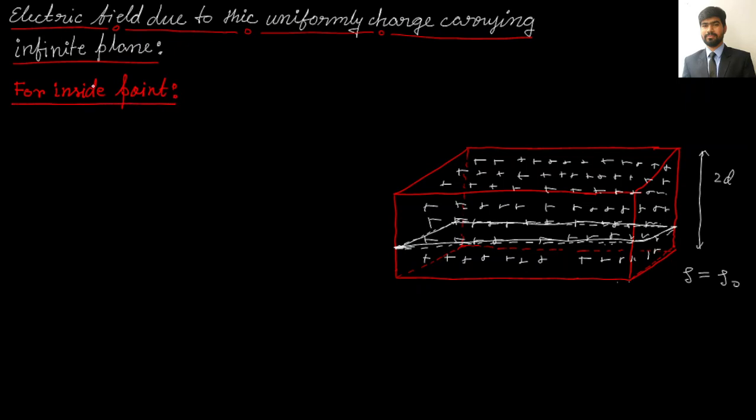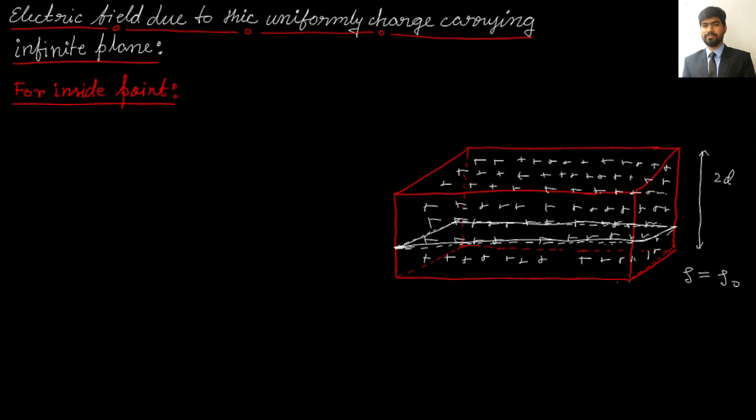If this thick plane is constructed from a large number of thin charge-carrying layers, each layer will create an electric field perpendicular to its plane. So ultimately, because of this thick layer also, the electric field will be either perpendicular upward or downward.